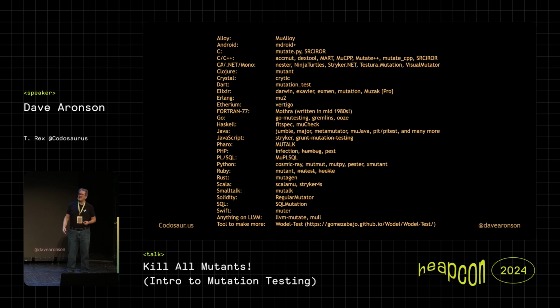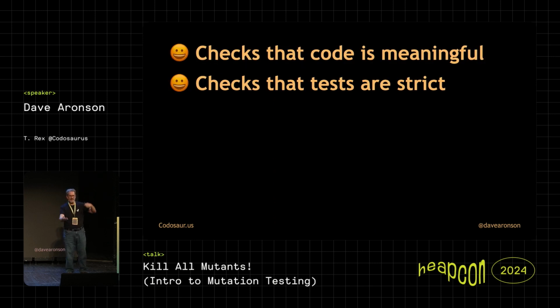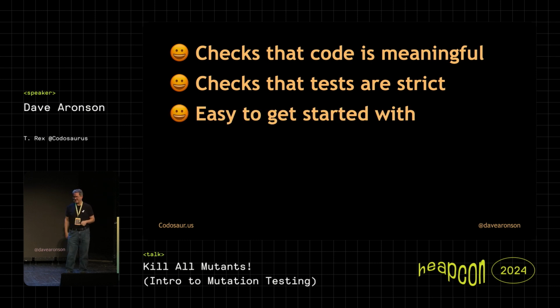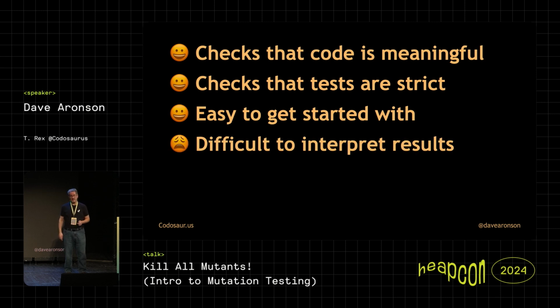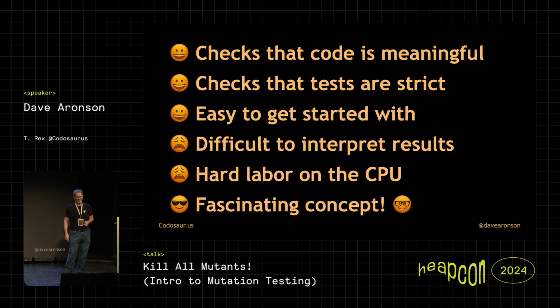To summarize at last, mutation testing is a powerful technique to ensure that our code is meaningful and our tests are strict. It's fairly easy to get started with. If we have to annotate our tests, that may be tedious and time-consuming, but at least it should be conceptually easy. But it's not so easy to interpret the results, nor is it easy on the CPU. Even if these drawbacks mean that it might not be a perfect fit for our projects at the moment, I think it's still just a really cool idea in a geeky kind of way.